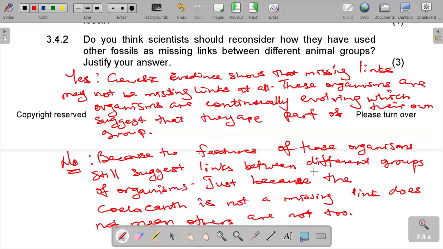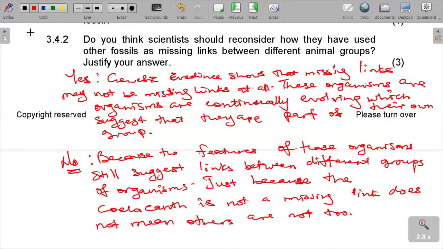That is what this answer needs to say, because it wants you to say, do you think scientists should reconsider how they used other fossils as missing links between different groups? Justify your answers in that respect. That's how I am justifying my answer on this question. Just check it properly and make sure that you understand where I'm reasoning from.